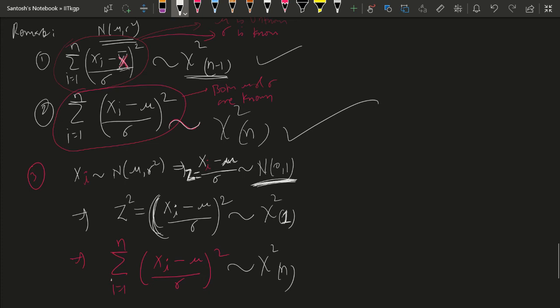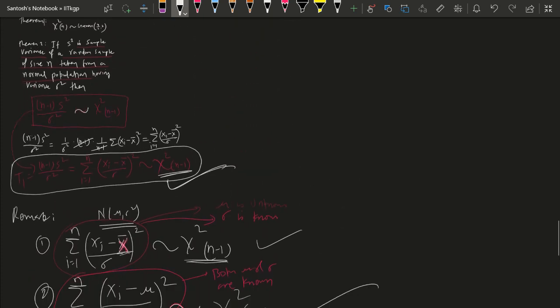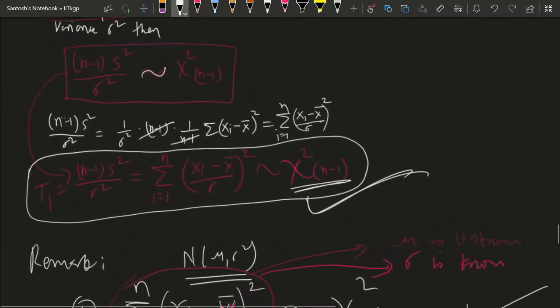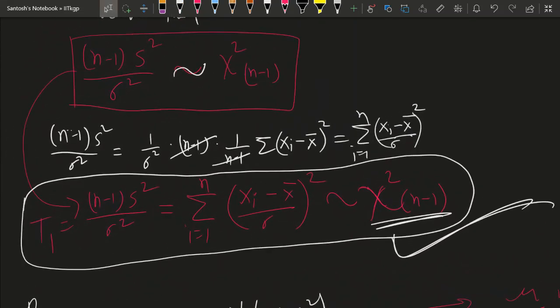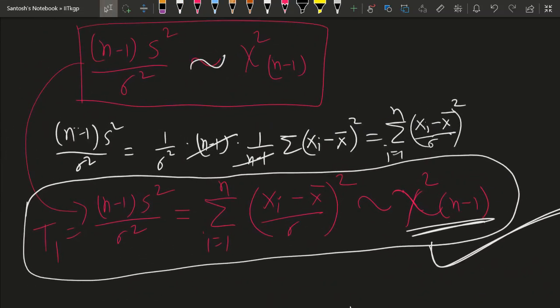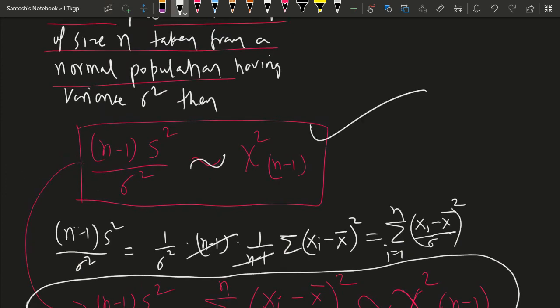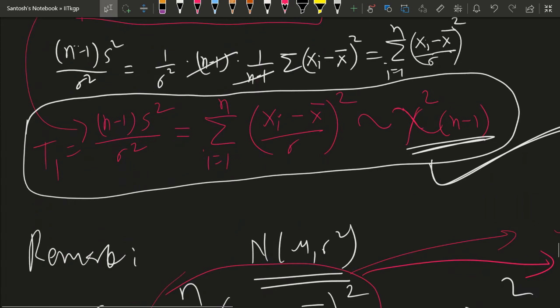So this was related to this result. n minus 1 s square upon sigma square will have distribution chi-square n minus 1. This was one theorem. So next I will write.